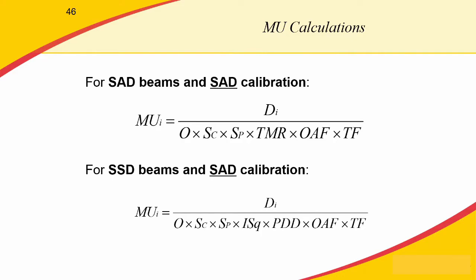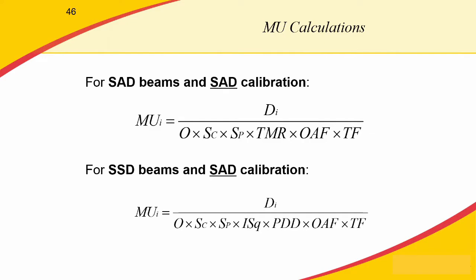So now, let's say we wanted to calculate the number of monitor units that need to be delivered so that we can deliver the prescription dose D to the patient at the prescribed point in the patient. In this case, we would use our dose calculation formalism, and we would solve for monitor units. So our monitor units are equal to our prescription dose divided by our output calibration factor times all of the dose ratios we need to use to convert from the calibration condition to our specific treatment condition.